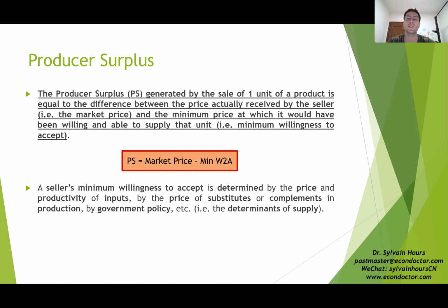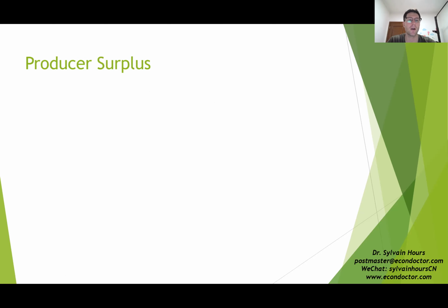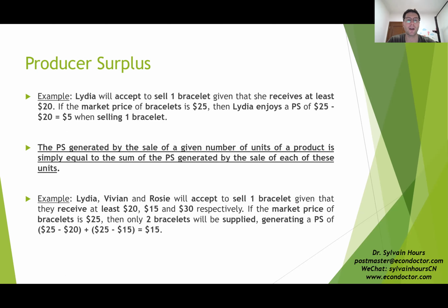And the minimum willingness to accept is essentially your unit cost or marginal cost, it depends. And this depends on many factors. Could be the price of inputs, how productive you are, whether you have to pay taxes or subsidies, and so on, the determinants of supply. This is what determines your minimum willingness to accept. Right, so you have examples. I'm not going to go through the examples because they are pretty straightforward.